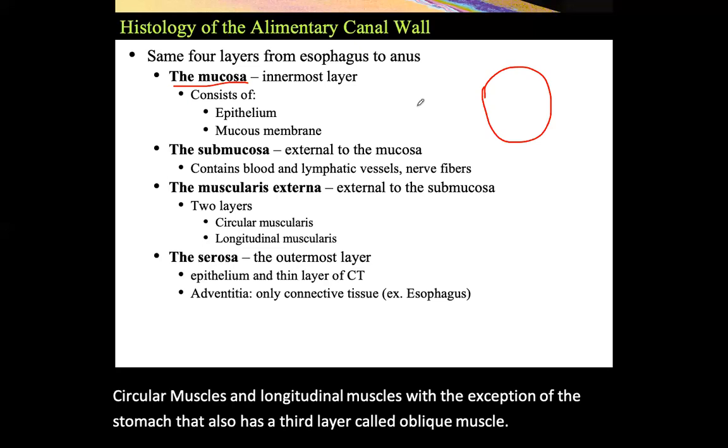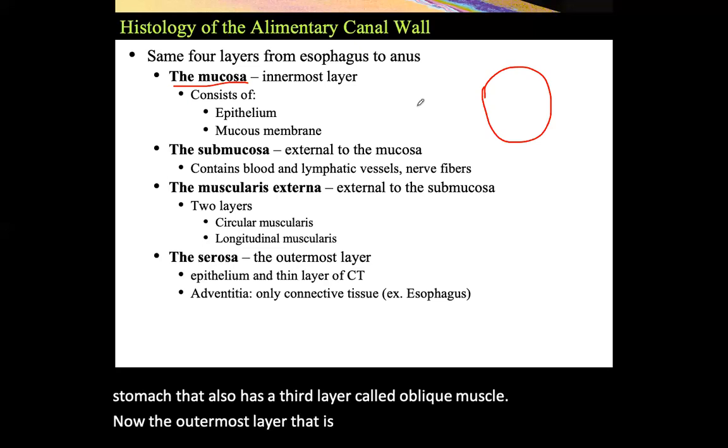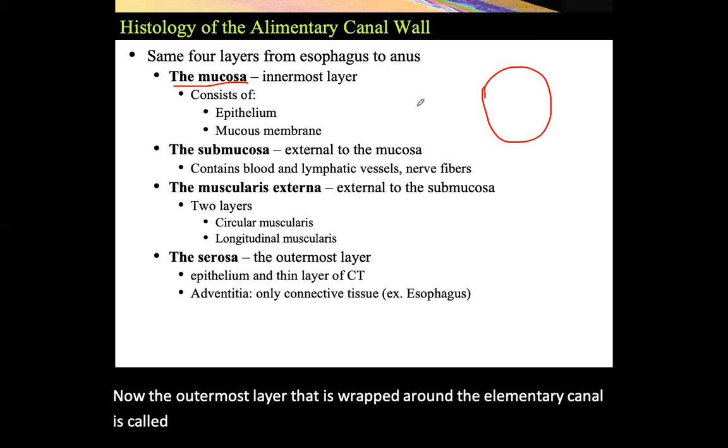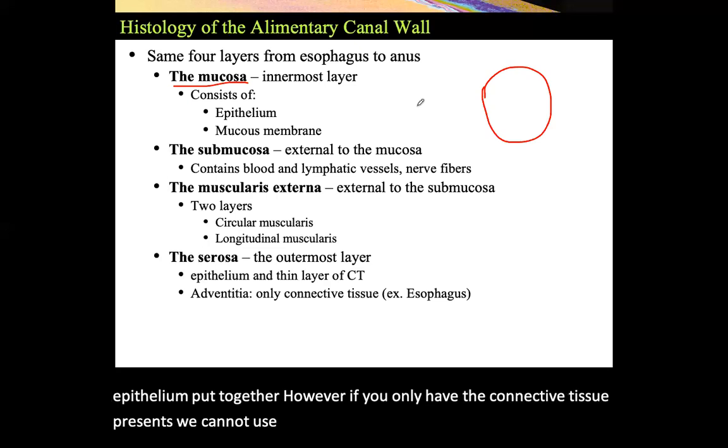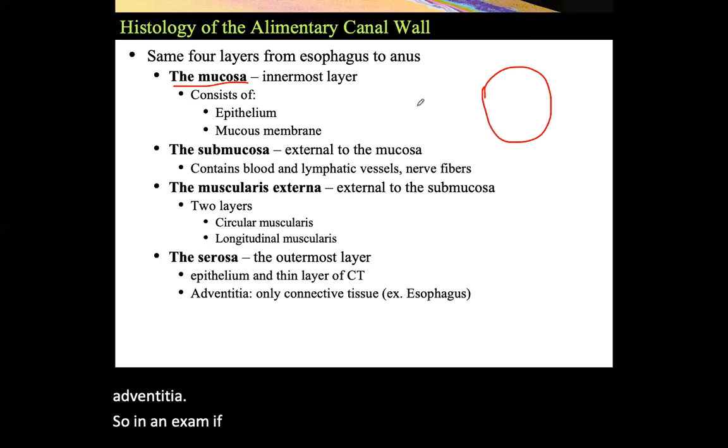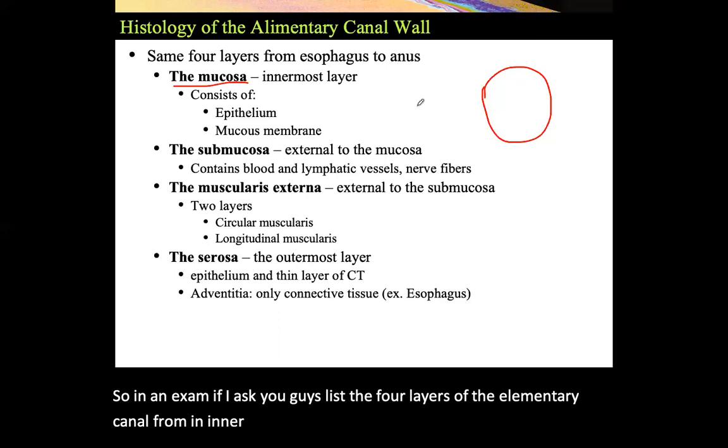Now, the outermost layer that is wrapped around the alimentary canal is called the serosa. It is made up of a layer of connective tissue as well as epithelium put together. However, if you only have the connective tissue present, we cannot use the word serosa, rather we use the word adventitia. So in an exam, if I ask you guys to list the 4 layers of the alimentary canal from inner to outer, it would be mucosa, submucosa, muscularis externa, and serosa or adventitia.